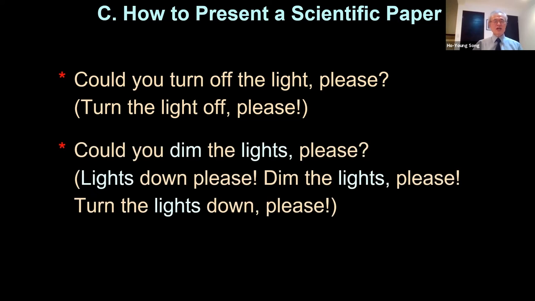Here you can say, could you dim the lights, please? Lights down, please. Or dim the lights, please. Turn the lights down, please. Why? Because they don't turn off the lights. Usually dim the lights or turn down the lights, right? If they turn off the light, it's too dark. And also there is not only one light. There are many lights in the auditorium. That's why this is correct.